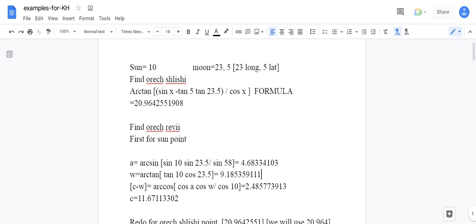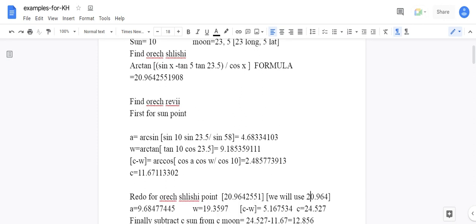Now you redo this whole thing. You got to redo it for the Oirich Shlishi point. That's 20.9. But since it's so many steps, it's always good not to use too many numbers. You get confused. So just use 20.964. And again, you find all these values again: A, W, C minus W, C. You'll see that the value of C turns into 24.527. So we got two C values.